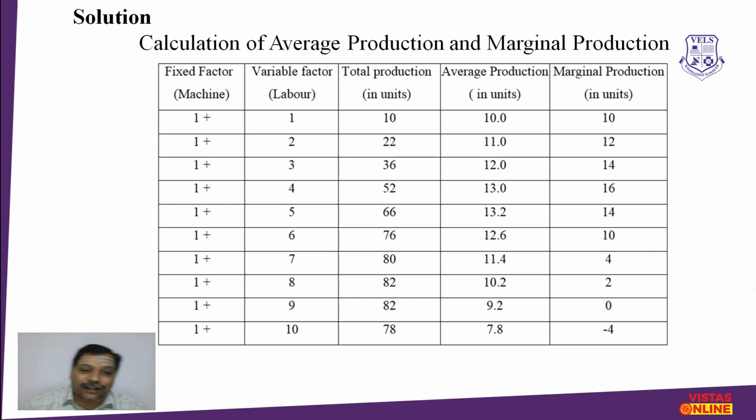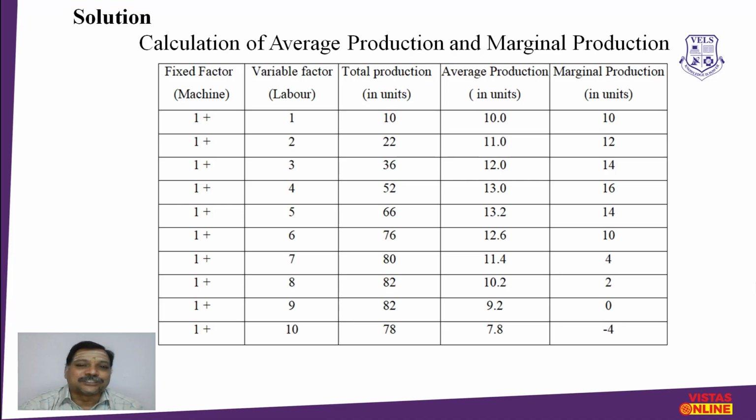For the 10th laborer, the output is only 78, but the previous output is 82. So 78 minus 82 is minus 4. That is a negative production. Why? Because too much labor is employed, so the output is reduced. It's a negative productivity. So the first question is average production, the third column divided by the second column, and the second question is marginal production: the current value minus the previous value in the total production, which will give the marginal production.